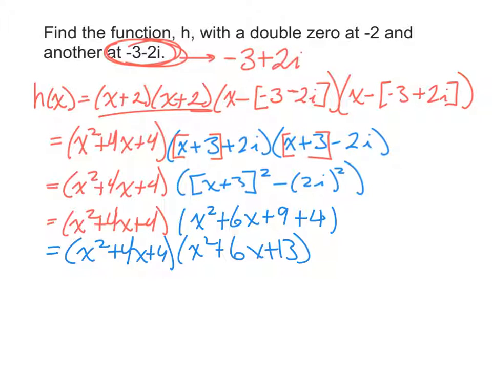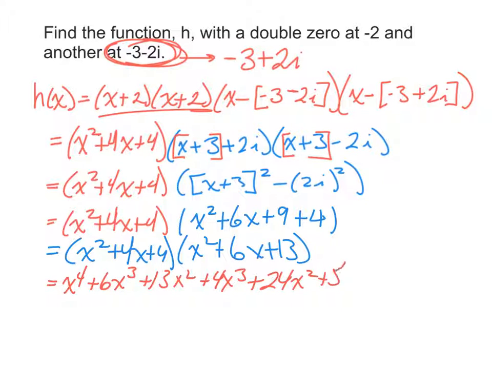Not exactly easy, but not exactly horrible either. So we'll deal with the x squared first. X to the 4th, 6x cubed, and 13x squared. Then the 4x cubed, 24x squared, and 52x. And then the 4x squared, 24x, and 52. Combining like terms, we get that h of x is going to be x to the 4th.